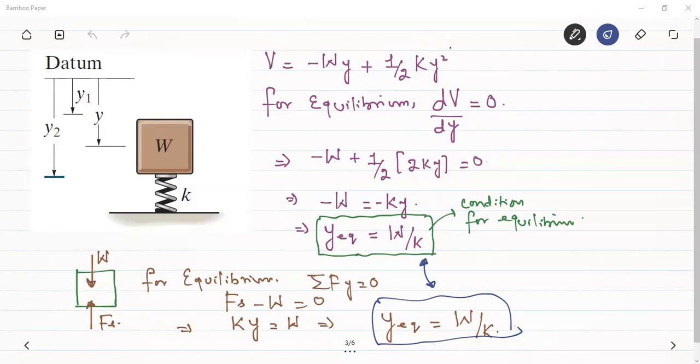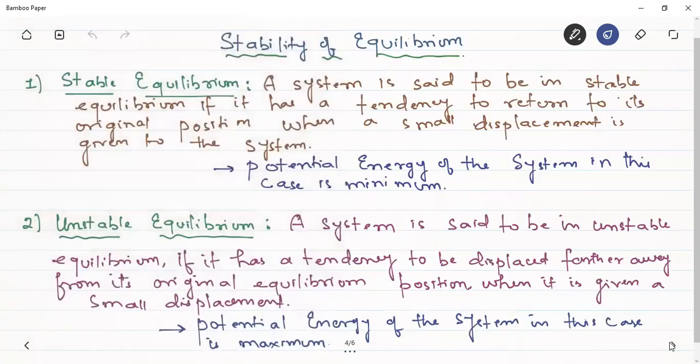We can see that the equilibrium is of three types. The first type is known as stable equilibrium. So let's see what stable equilibrium is. A system is said to be in a stable equilibrium if it has a tendency to return to its original position when a small displacement is given to the system. The potential energy of the system in this case is minimum. Now let's see what unstable equilibrium is. A system is said to be in unstable equilibrium if it has a tendency to be displaced farther away from the original equilibrium position when a small displacement is given, and the potential energy of the system in this case is maximum. To understand this statement, let's consider an example of a ring.